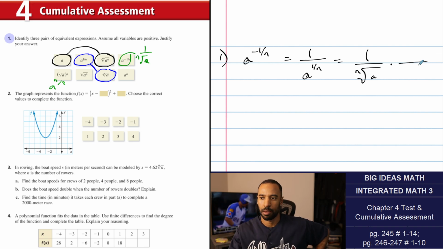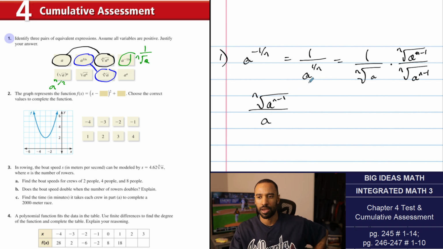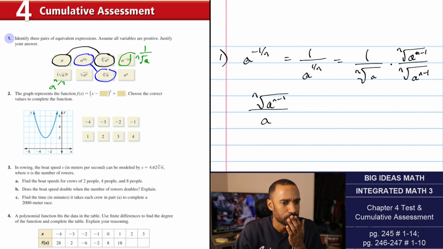If I multiply that by the nth root of a to the n minus 1 and the nth root of a to the n minus 1, that just gets me to a on the bottom, and on the top I have the nth root of a to the n minus 1 power. I don't know what that's helping me get there.